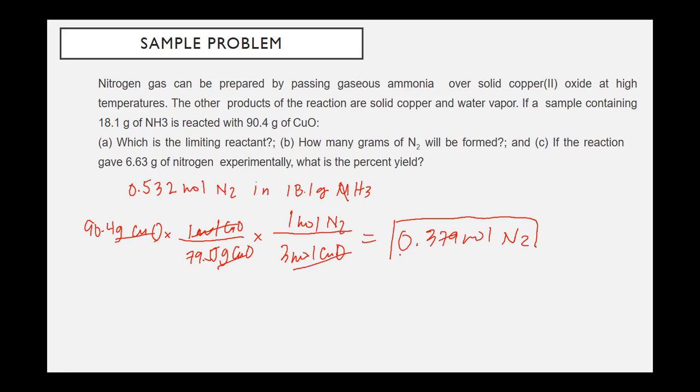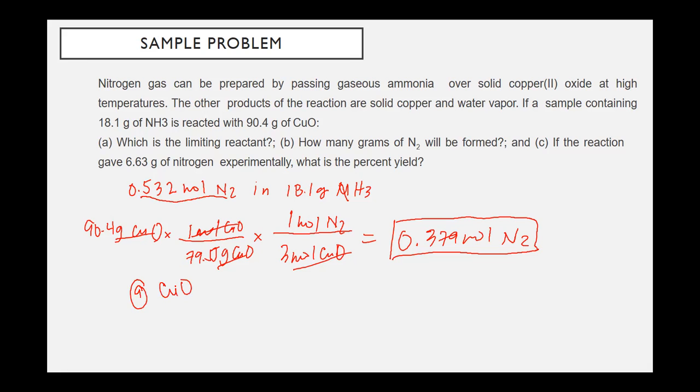Sino kinompute natin? Nakita niyo naman. Ang limiting reactant pala natin ay ang copper(II) oxide, kasi kaunti yung na-produce niyang moles ng N2 compared sa moles na na-produce ng 18.1 grams na ammonia. So, now, sagutan na natin yung A. So, our limiting reactant is the copper(II) oxide. Pero naman daw, how many grams daw ang mapoproduce sa reaction?